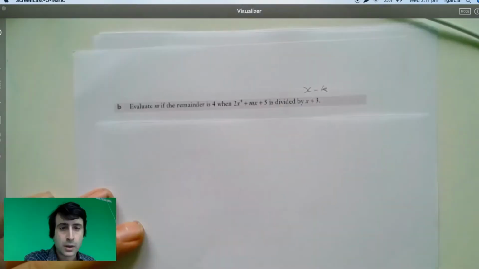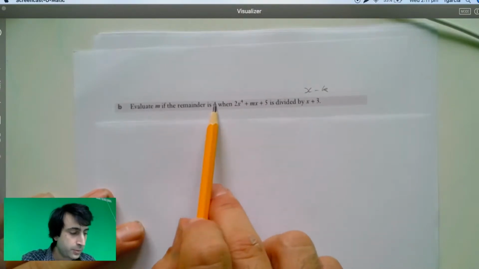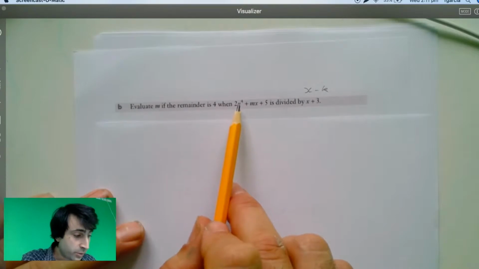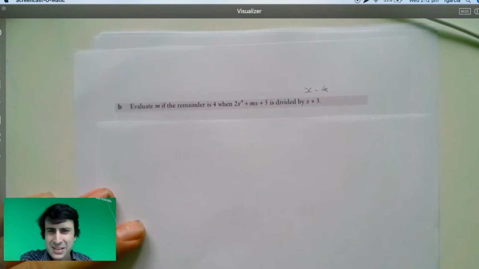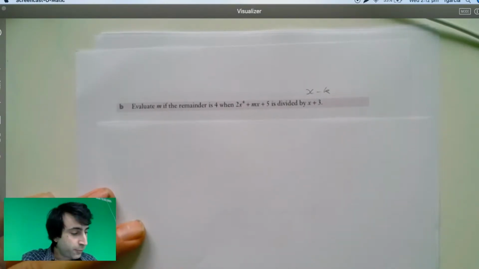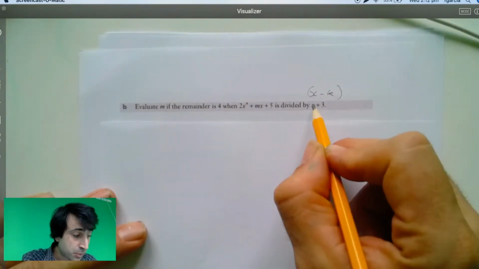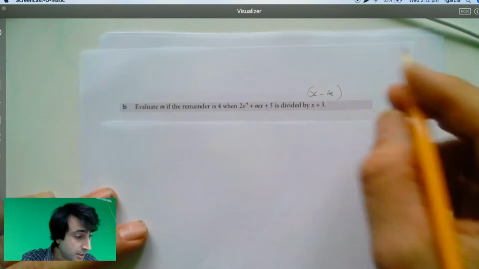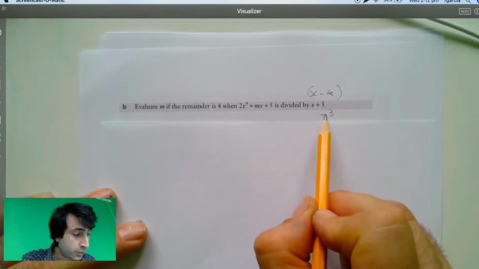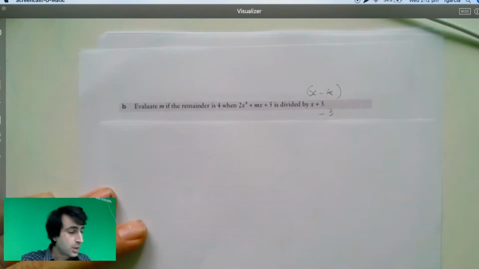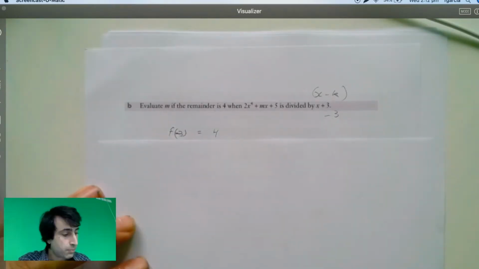Now, we can take this further and evaluate m if the remainder is 4 when the function 2x to the power of 4 plus mx plus 5 is divided by x plus 3. Now this sounds complicated, but we know that for x minus k, in this case it's x plus 3, so k would be negative 3. So the function of negative 3 equals 4.